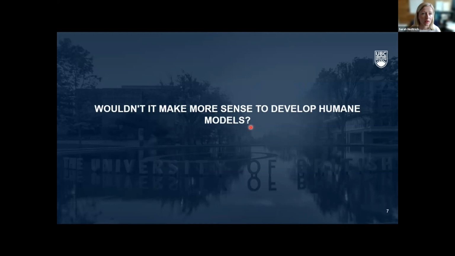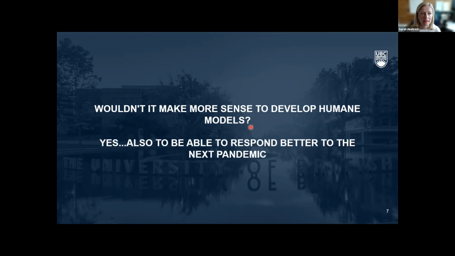So coming back to one of my initial questions, wouldn't it make more sense to develop human-based models? And I think it's a clear yes. So yes, it's crucial, we must develop human-based models, also to be able to respond better to the next pandemic, to the next emerging virus, so that the next time a virus hits, we don't need to scramble and look for, okay, what is a suitable model? Because the gold standard, and that's something we need to keep in mind, is the human being.